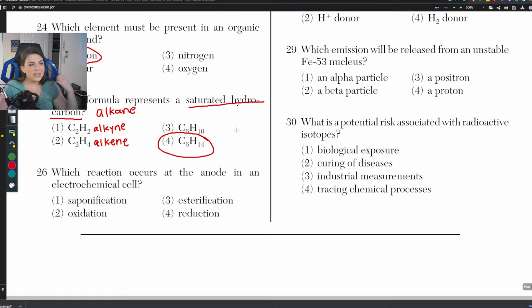26. What reaction occurs at the anode of an electrochemical cell? Pretty sure we had this question on the last test that we did, possibly with different answer choices. So what I was saying for that question is that you know by reading this question that we're talking about redox. An electrochemical cell, if you've been paying attention, you know that that's a redox question. So if it's a redox question, then your answer is probably a redox answer. Saponification is the organic reaction for making soap. Esterification is the organic reaction for making an ester.